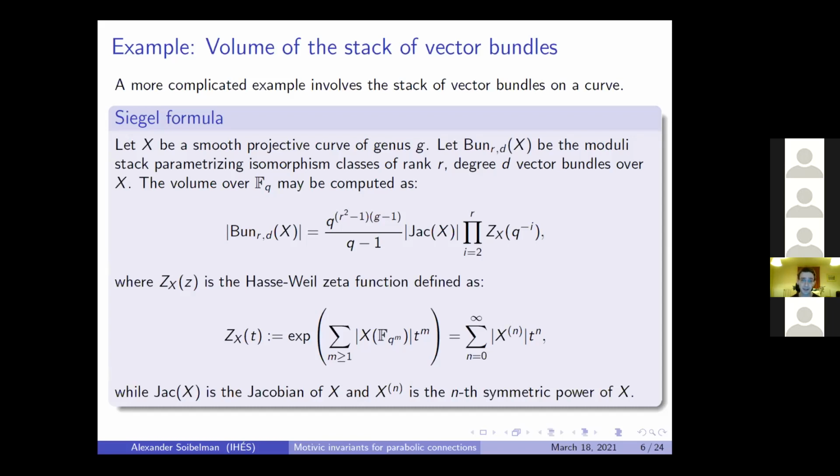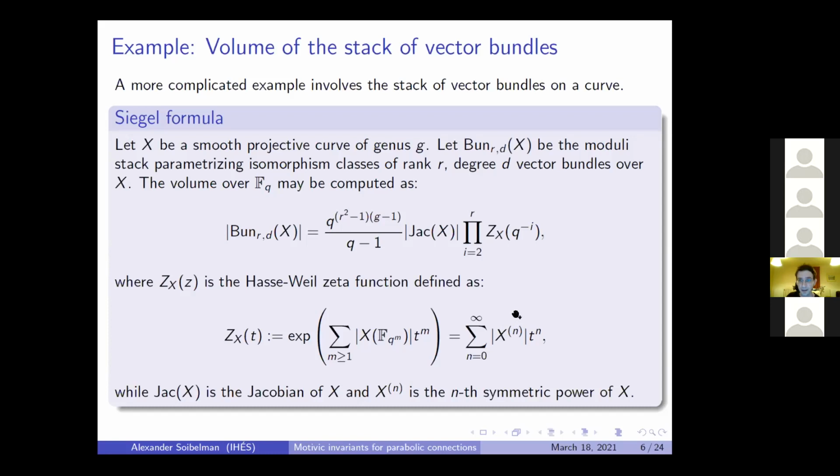One interesting thing to note about this formula is that even though this is the moduli stack of bundles of fixed rank and degree, the degree part doesn't really show up in the right side of the formula. So it's independent of degree in a certain sense.